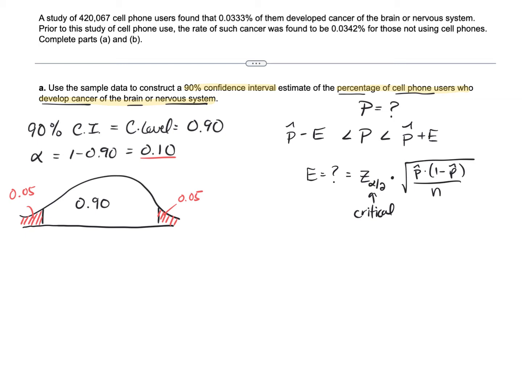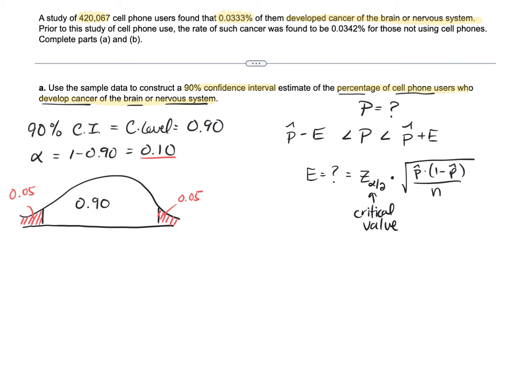In this particular problem, we're told that a study of 420,067 cell phone users found that 0.0333% of them develop cancer of the brain or nervous system. So we need to write this information down as well. I'll write it down in blue. Let me finish writing this. This was a critical value.